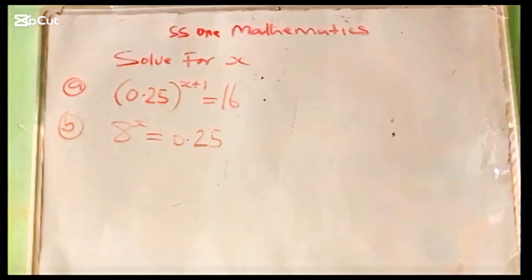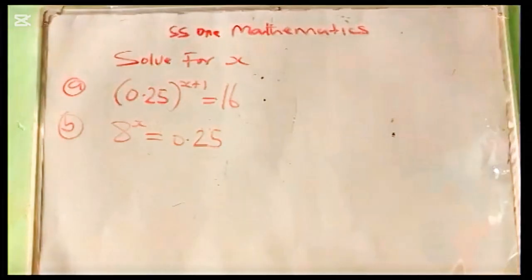Okay, this is SS1 mathematics. We're asked to solve for x, and the question says in the bracket, 0.25 raised to the power of x plus 1, which is also equal to 16. Question B says 8 raised to the power of x is equal to 0.25. So let's watch the steps and listen carefully.